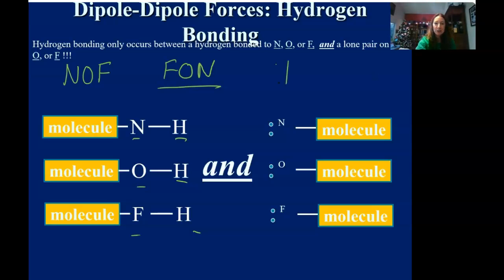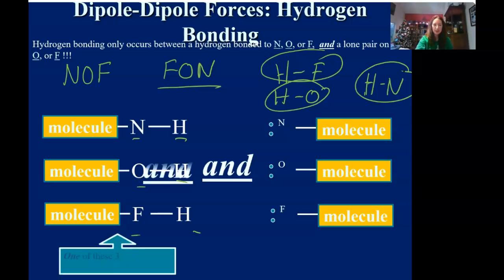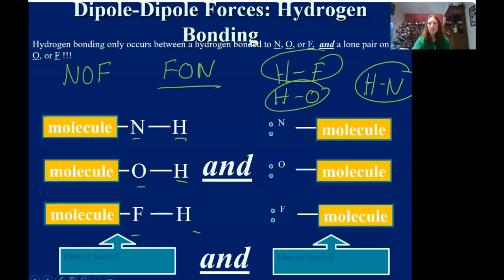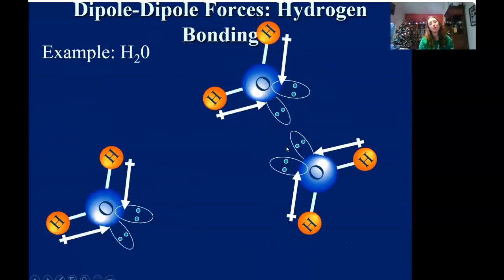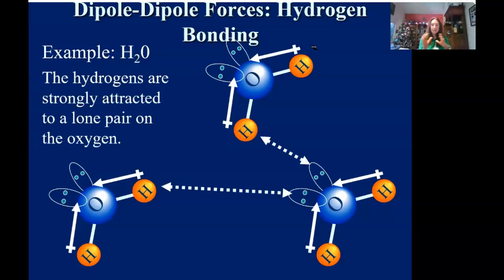So hydrogen bonding is between an H and F, an H and O, or an H and N. It has to be directly attached like this for hydrogen bonding. So you can remember it's NOF fun. Okay. So let's look again. Here's a much better picture of water, right? We have all these little dipoles pointing towards the negative with the plus toward the positive. And you can see they have these dipole forces in more than one place.